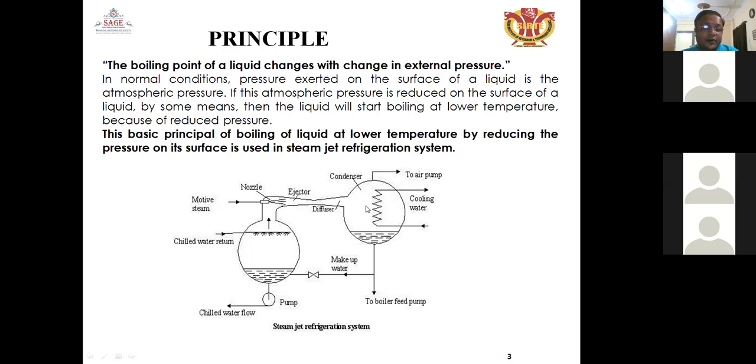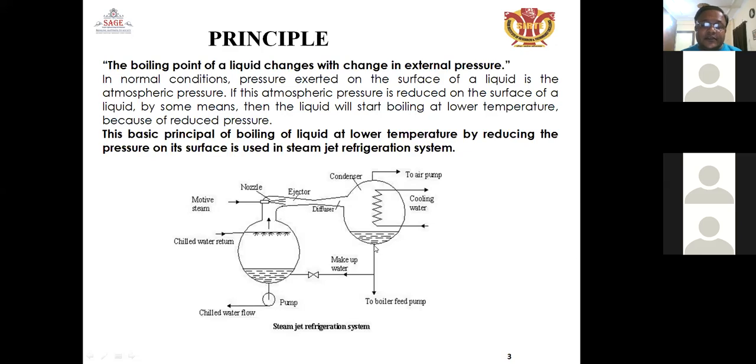If some air is found in the condenser device, this air is extracted by the air pump. The air is removed from the condenser if any air has come in, and the cooling water is passing through these sides. This is the cooling water circuit diagram. After the working, cooling water is coming from this side. After cooling, the cooling water leaves from here, and it is quite warmer.